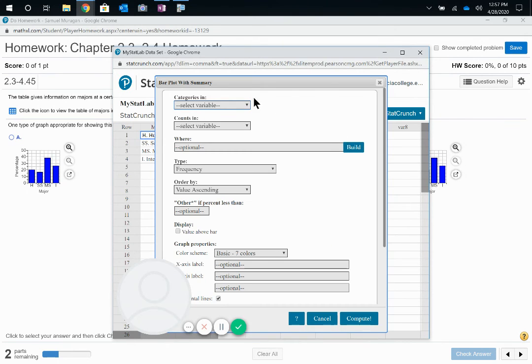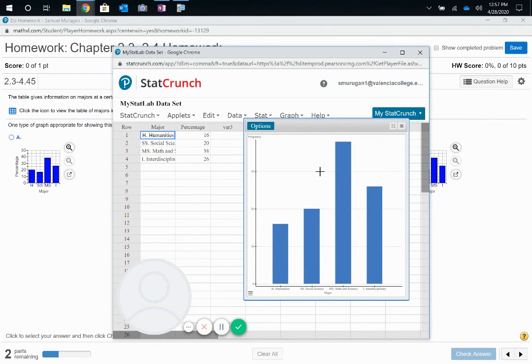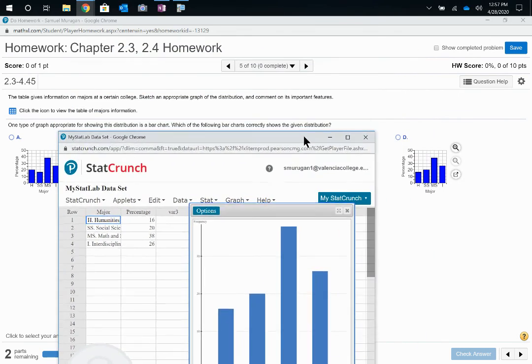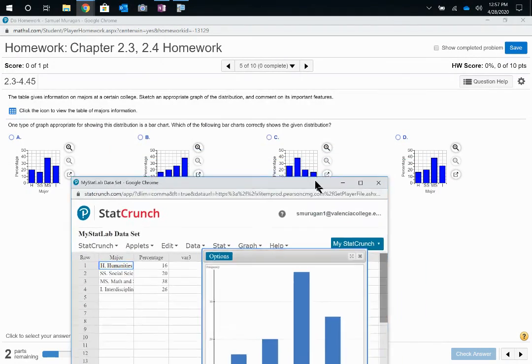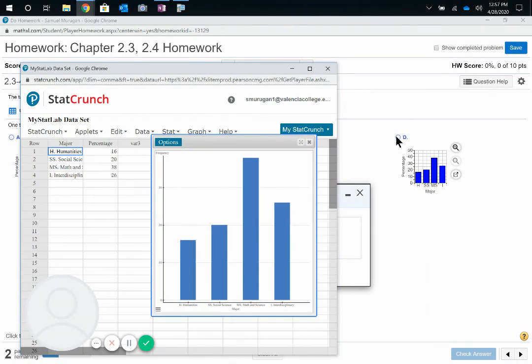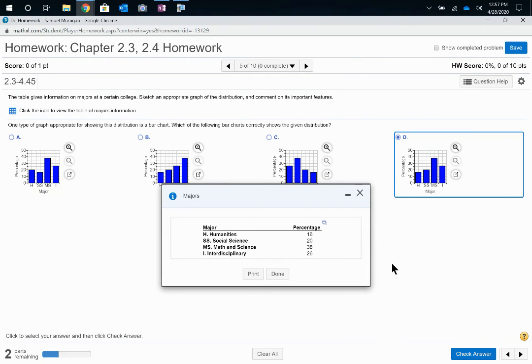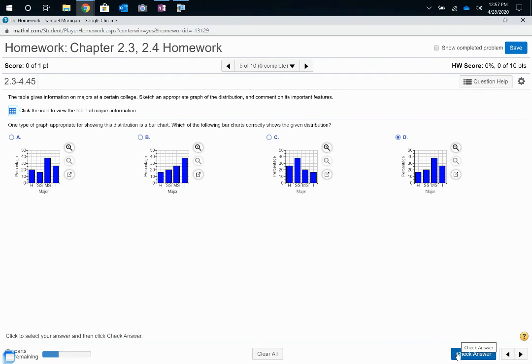This gives us a summary. The major for, one variable counts in as percentage. And here I don't want to select order ascending. That would give me a Pareto chart. Let's select the worksheet order and compute it, and I can see my graph here, which actually matches which graph on this. Looks like this graph here. Okay, would actually match that graph on the homework.